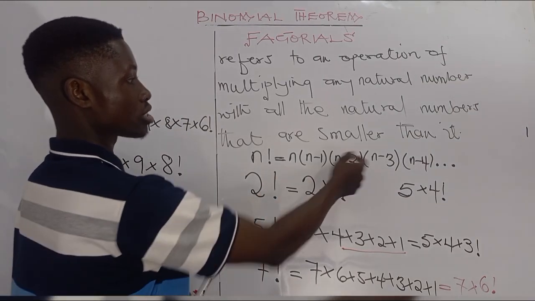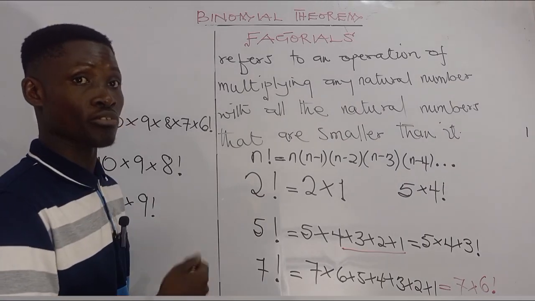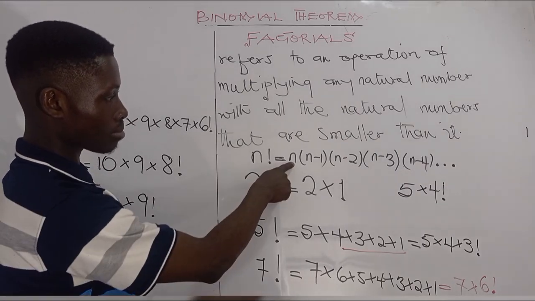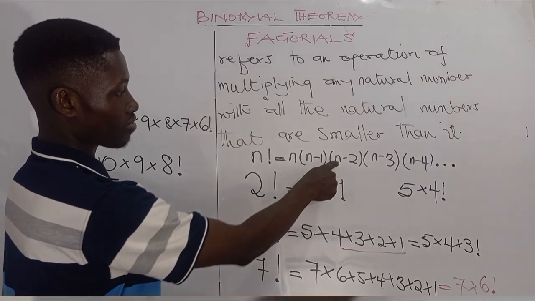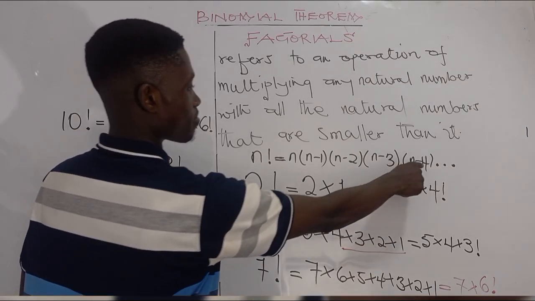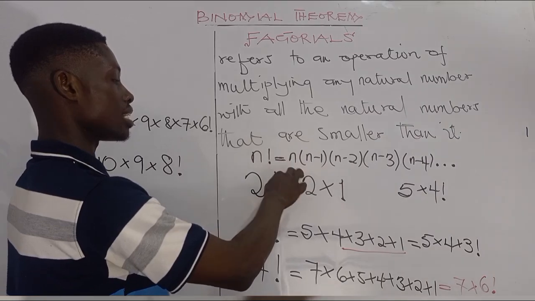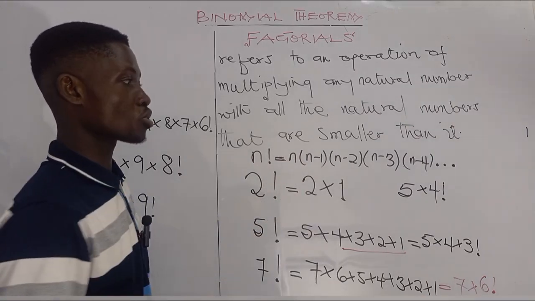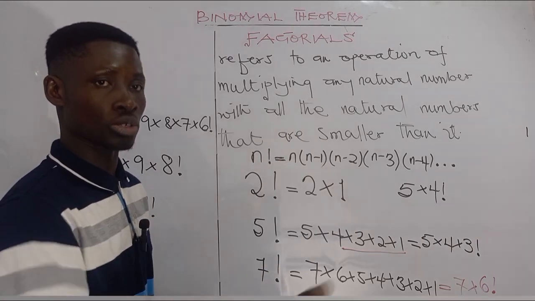So let's verify to see if it is actually right. So let's take 5 factorial, for instance. So we are going to have the number 5, which is here. Then we have 5 minus 1 is what? 4. 5 minus 2, we have 3. 5 minus 3 will give you 2. 5 minus 4 will give you 1. So n factorial means the number n, then we have n minus 1, n minus 2, n minus 3, n minus 4, n minus 5, and so on.